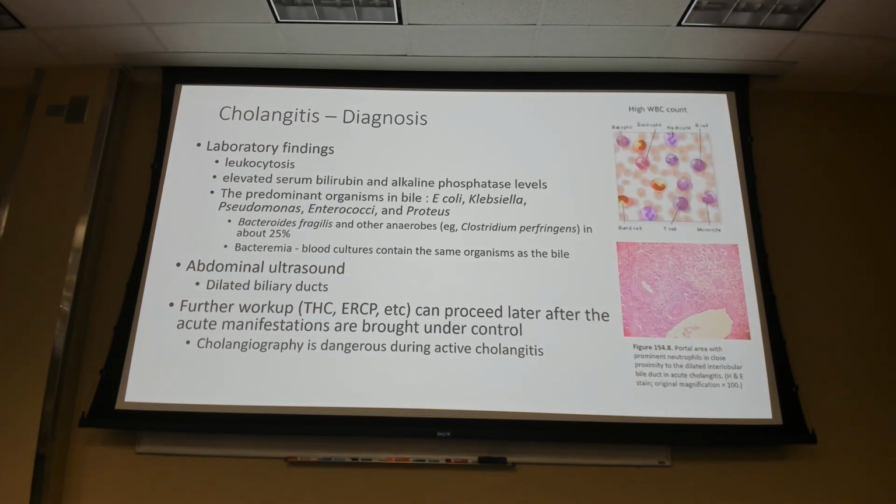Our lab findings, they usually have a significant leukocytosis. Their bili will typically be 6 to 8, 10. And then they'll have elevated alk phos levels as well. We typically cover broadly for gram-negatives and anaerobes. We cover for all those. The abdominal ultrasound, again, is a great initial study we can do, and then we can look at doing the ERCP. But the first thing we need to do is resuscitate these patients and treat the infection.